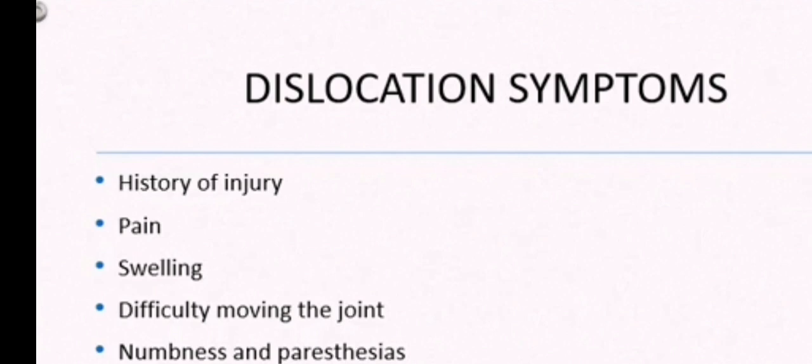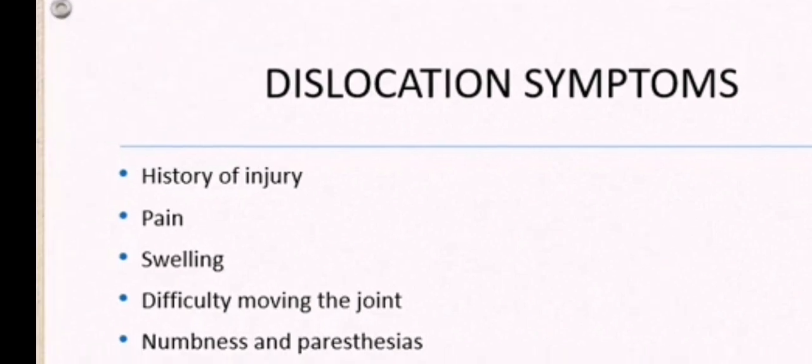Now we have to discuss symptoms of dislocations. A patient will come to you with a history of injury and will complain of pain in a particular joint. He will complain of swelling in that joint and the surrounding area. His main complaint will be inability to move the joint. There might or might not be numbness or paresthesia distal to the joint. So the patient will come with these symptoms.